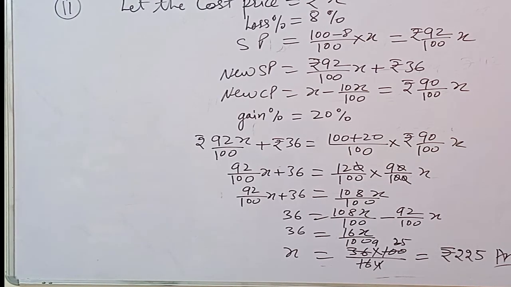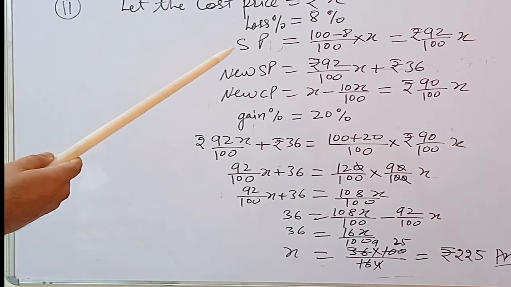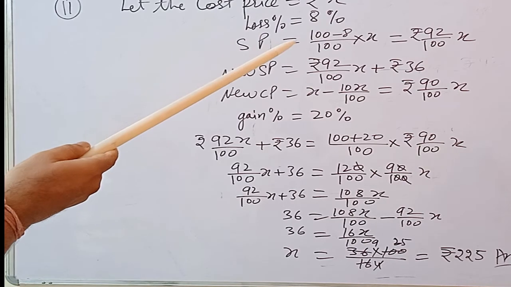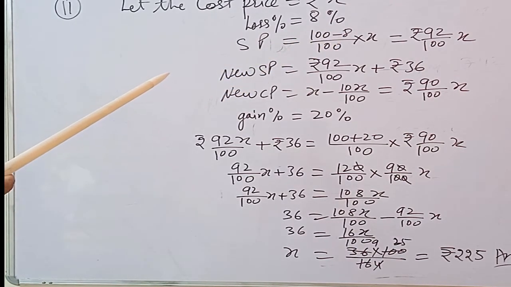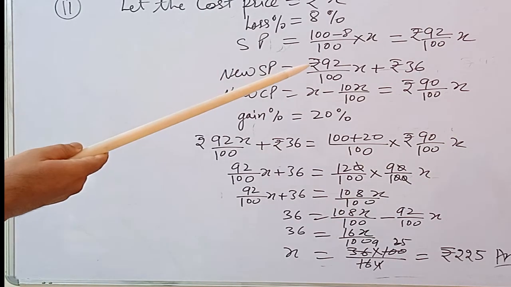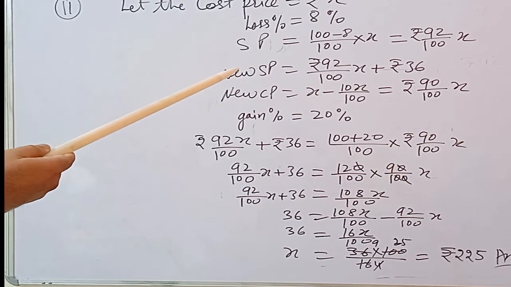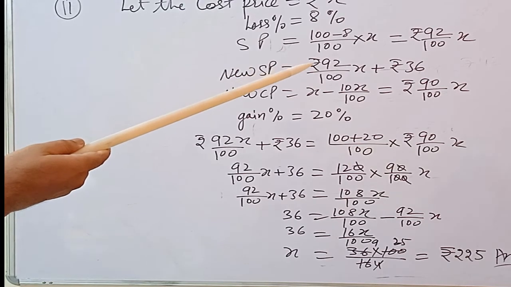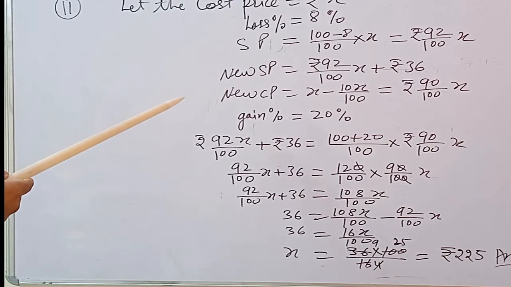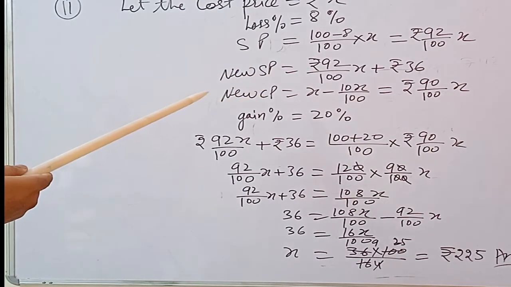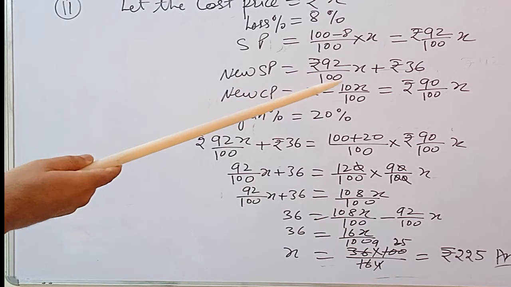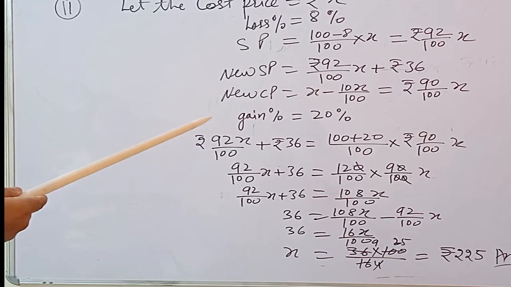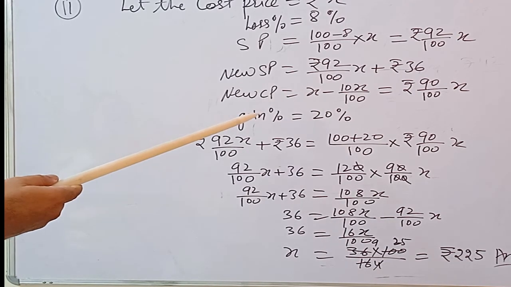So here we have, let the cost price be rupees x and loss percent is also given 8%. SP equal to 100 minus 8 upon 100 into x, that is rupees 92 upon 100 x. Now given if she sells the article for rupees 36 more, then the new SP will be rupees 92 upon 100x plus rupees 36. And if she bought this 10% less, then CP equal to x minus 10x upon 100, that is rupees 90 upon 100x. So at that time she will get the gain percent equal to 20%.